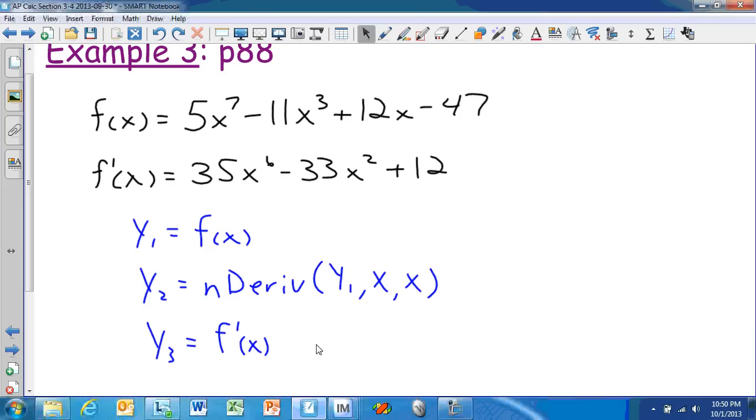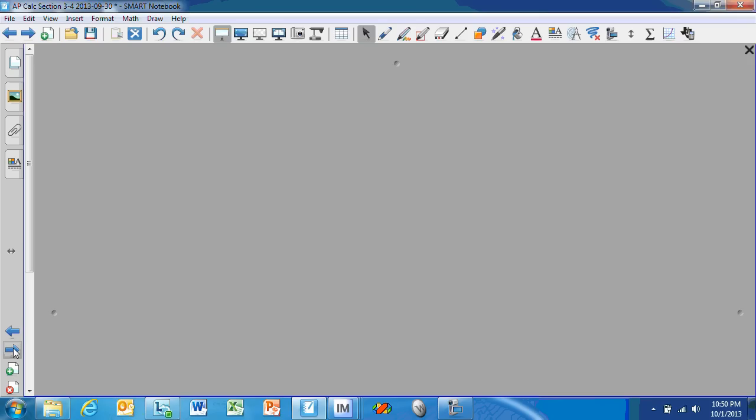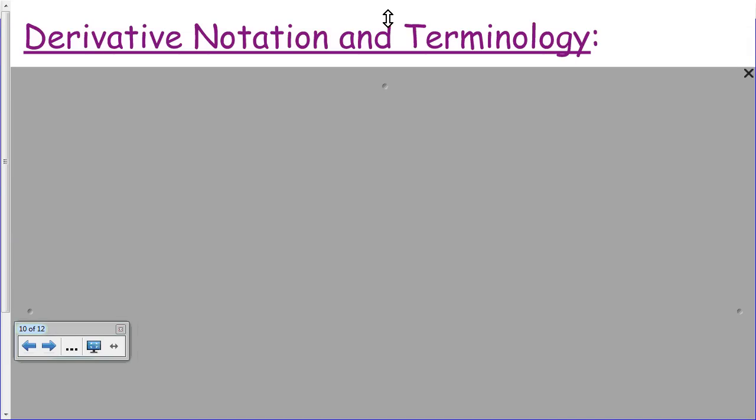Let's take a look at the next example here. Oh, before we get to the next example, there's a couple of terms that we need to talk about here, and the notation that we use to describe a derivative. So the derivative notation and terminology.